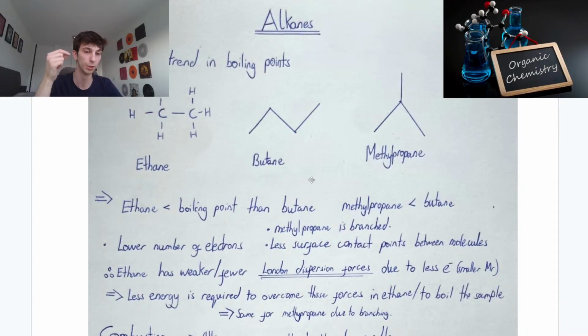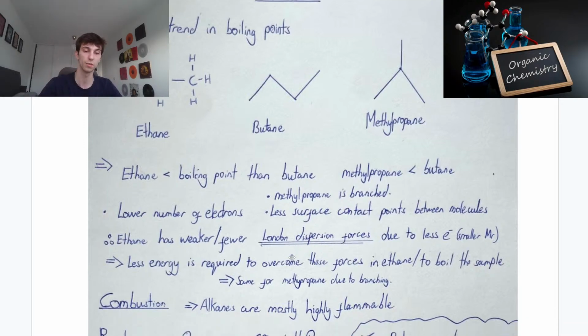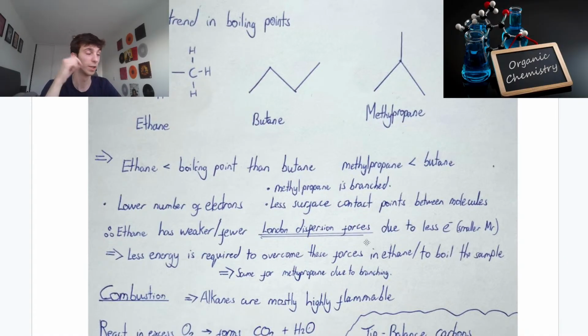Comparing methyl propane and butane, methyl propane is branched, so we have fewer surface contact points between the molecules. We also know that ethane has a lower number of electrons, therefore weaker or fewer London dispersion forces. You could also say smaller Mr, but you do have to mention weaker, fewer London dispersion forces. Less energy is required to overcome these forces in ethane to boil the sample, and it's the same for methyl propane due to the branching.